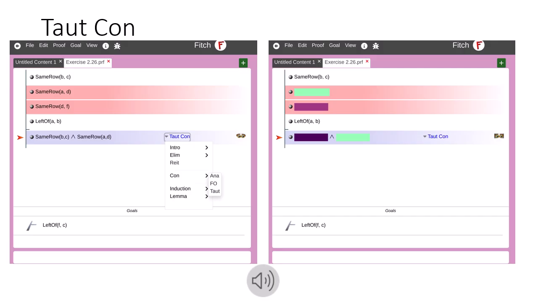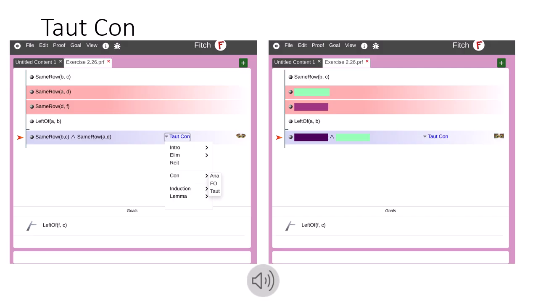So the notion of tautological consequence is nicely built into our Fitch program. It's obtained as a justification, or it looks just like a rule, even though it's not going to be one of our formal rules. You can obtain it the same way that you used Ancon, or analytic consequence, in that same little table. It's denoted Taut Con in Fitch.